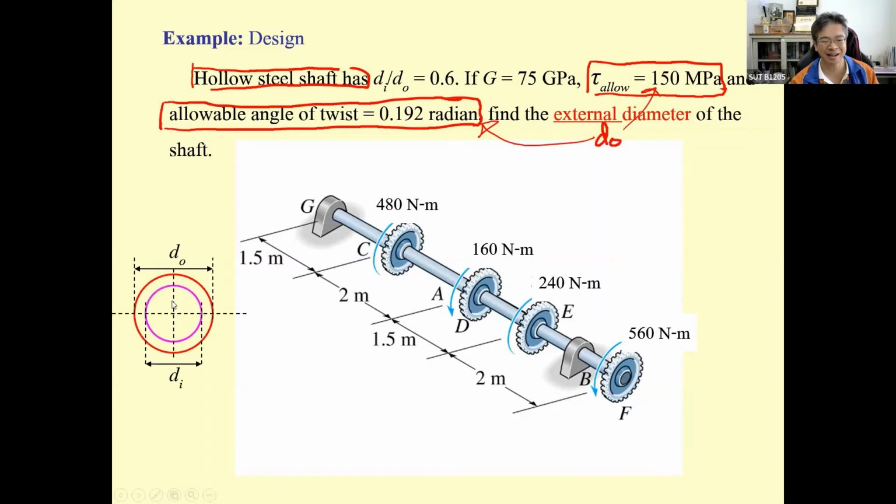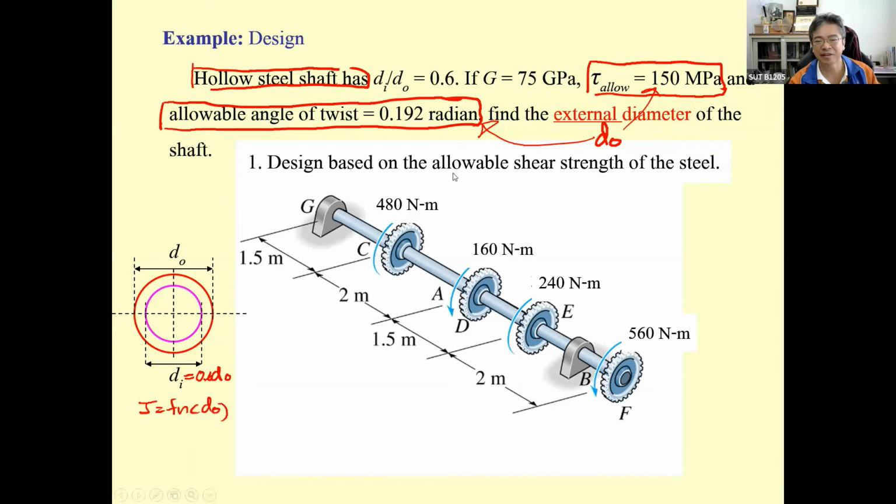In this design, the section is going to be here, and since D sub I equals 0.6 D sub O, this is going to be 0.6 D sub O. So the J is going to be a function of D sub O. By doing this, we have a basis on allowable shear strength and a basis on allowable angle of twist. This is strength design. This is stiffness design.